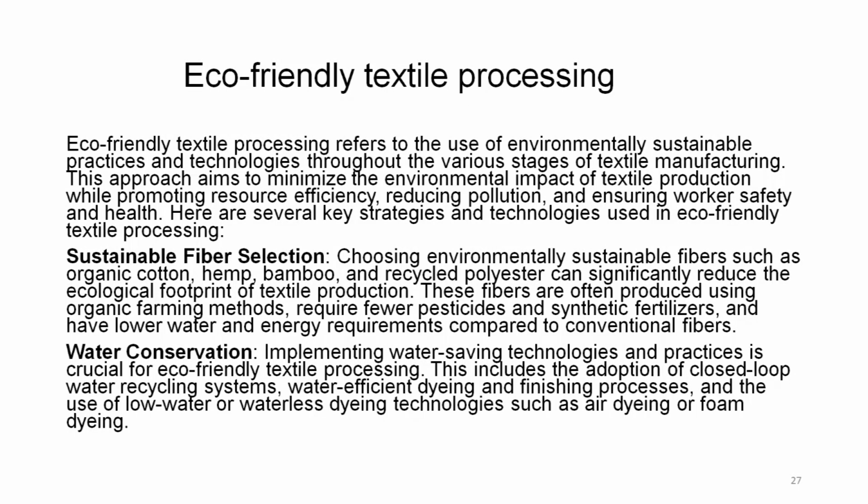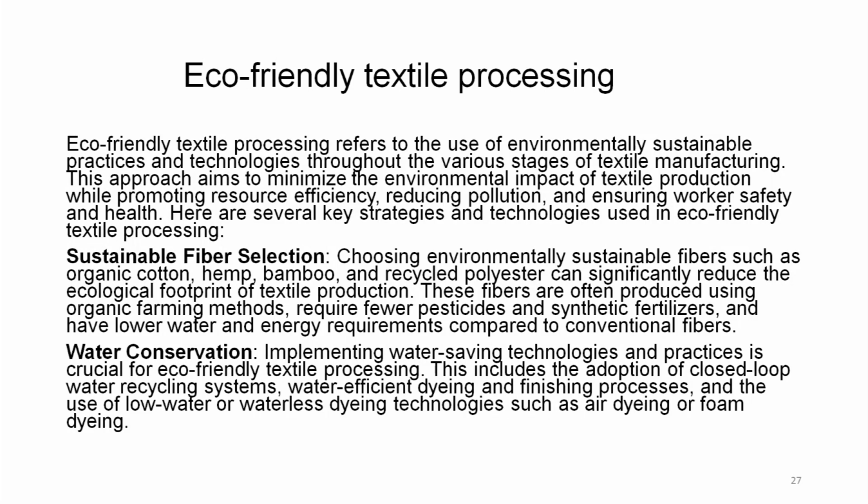So, what are the benefits of actually looking into eco-friendly textile processing? Eco-friendly textile processing refers to the use of environmentally sustainable practices and technologies throughout the various stages of textile manufacturing. This approach aims to minimize the environmental impact of textile production while promoting resource efficiency, reducing pollution and ensuring worker safety and health. Here are several key strategies and technologies used in eco-friendly textile processing.